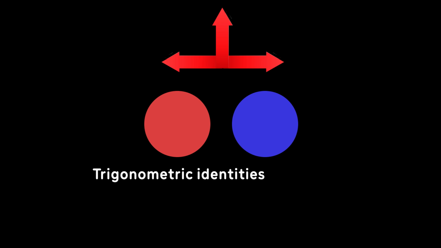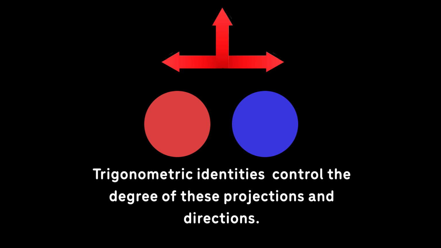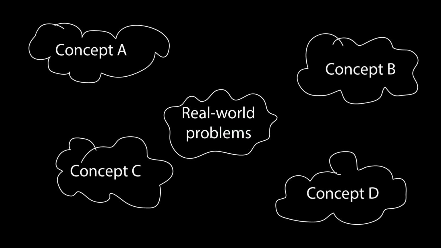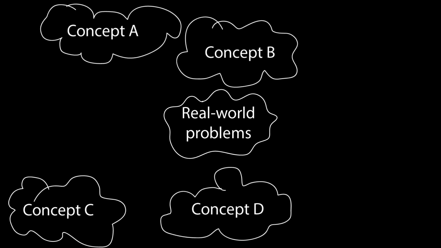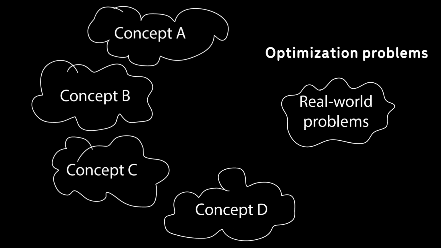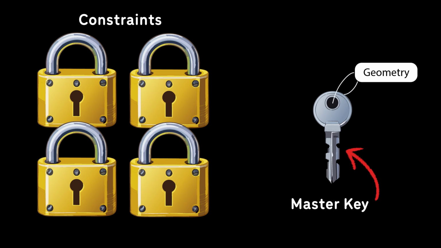And remember those trigonometric identities that we discussed earlier? Well, they can be used to control a degree of these projections and directions. All these concepts come together when we tackle real-world problems. Optimization problems, for instance, use geometry to find the best solution under given constraints.